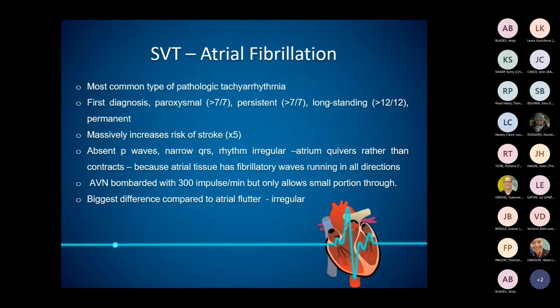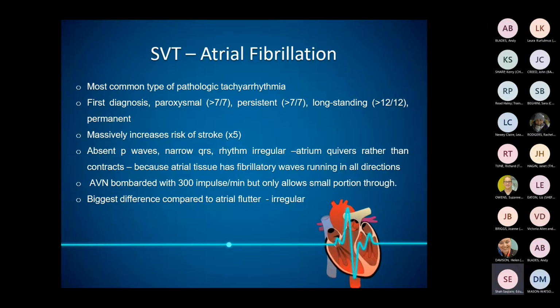But I know certain centres do such a thing called a Watchman device. There are other devices out there which seal off the left atrial appendage, so blood doesn't actually enter it. That's obviously a surgical intervention, but for patients who are probably not suitable for anticoagulation, it may be an option as well. So excellent.